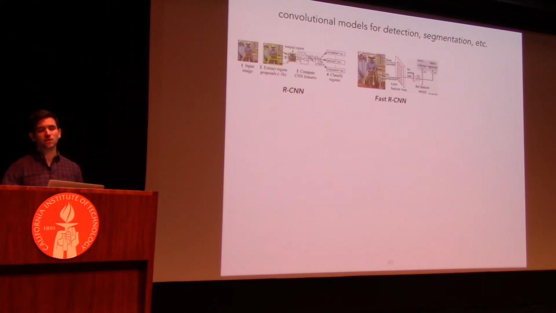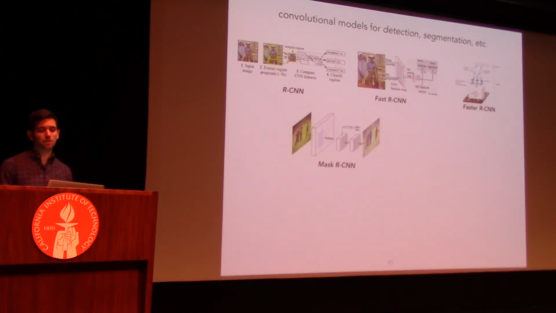Then there was fast RCNN, which says, what I'm going to do is feed in the entire image, extract some patches, and classify those. So it's now much, much faster. You don't have to feed in a bunch of different patches. With faster RCNN, the main idea was to learn a network that figures out where I should probably look for some of these patches of where objects might be. And mask RCNN adds segmentation to the loop.